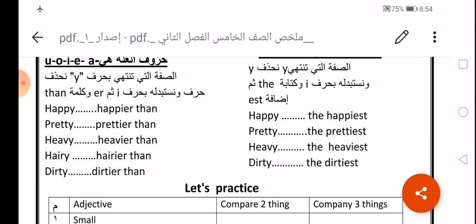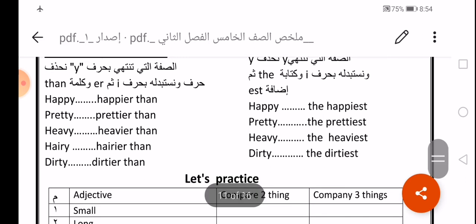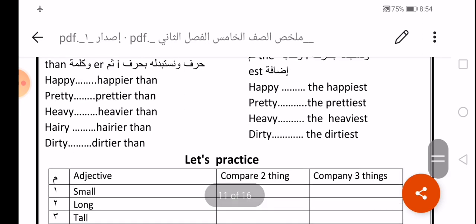In comparison between two, happier: we are going to say Ahmed is happier than Ali. How do we write the adjective happier? We are going to write H-A-P-P. We are not going to write Y. We are going to remove Y and then add I-E-R. Look at pretty, prettier than. Heavy, heavier than. Hairy, hairier than. Dirty, dirtier than. All of these, we remove Y and then we add I-E-R.